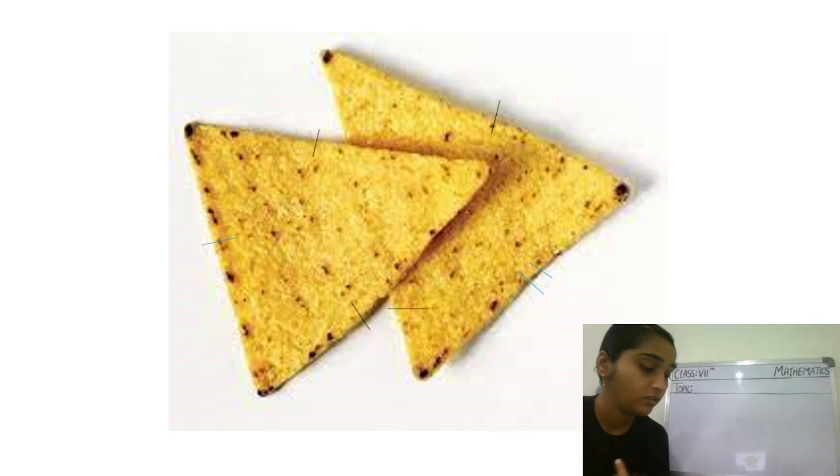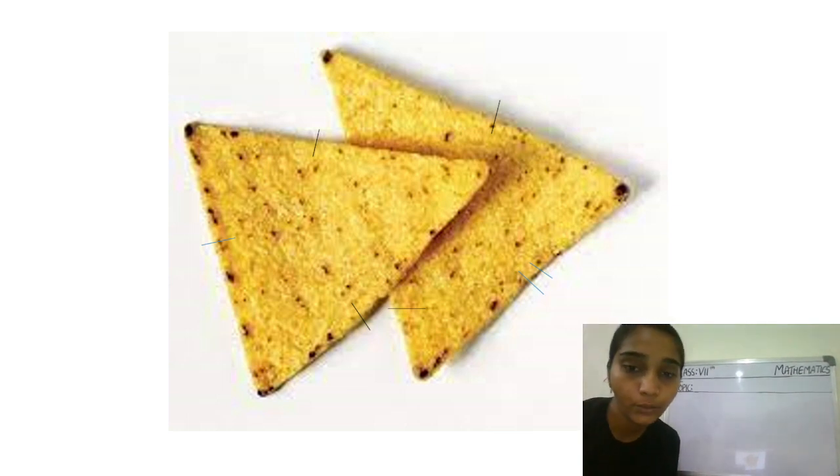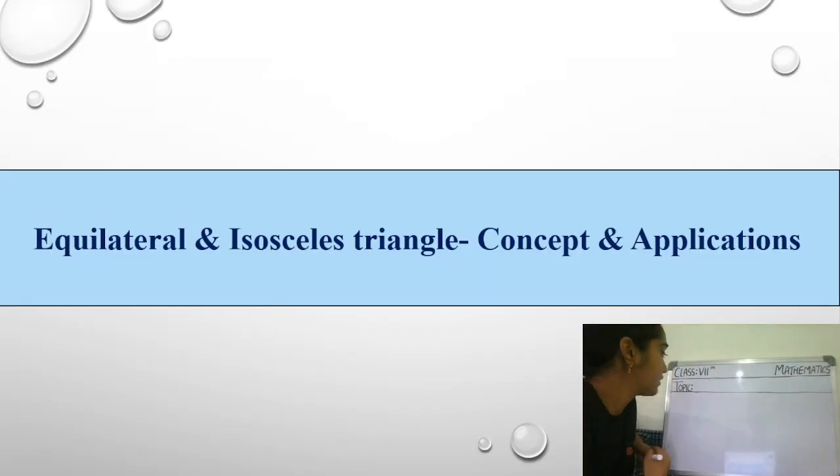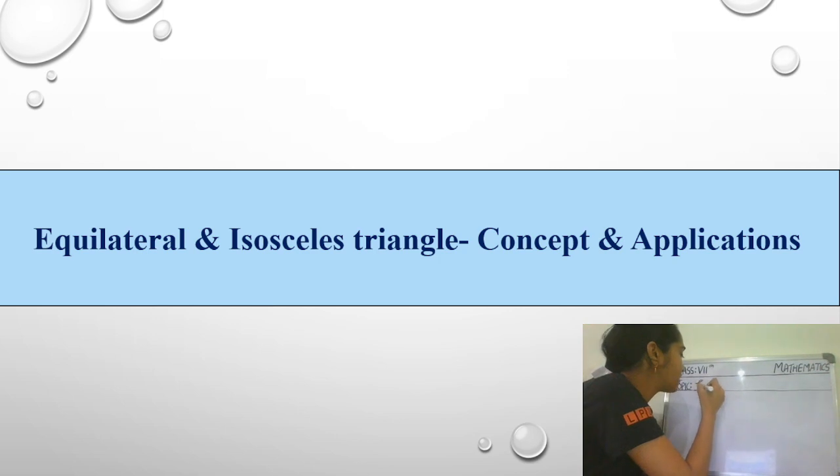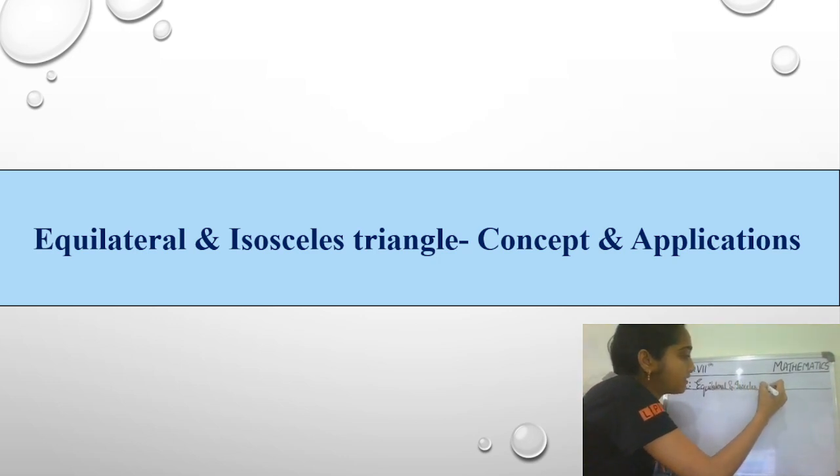No? Okay, students. So today we are going to discuss these types of triangles only. So we call them the equilateral and isosceles triangle. We are going to discuss their concept and applications. Okay. So these are the equilateral and isosceles triangle. We will discuss their concept and the applications.